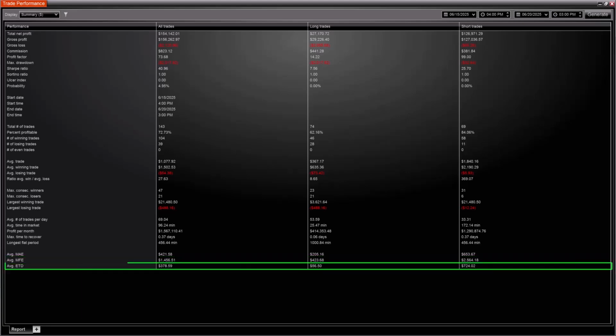The ETD is the end trade drawdown. It's an indication of profit decay before close. It is the difference between the MFE and the actual profit loss when the trade closed. It measures how much profit was given back before the trade was exited. For example, if MFE was positive 20 ticks, but the trade closed at positive 10 ticks, the ETD would equal 10 ticks. In other words, it gave up 10 ticks before exiting.